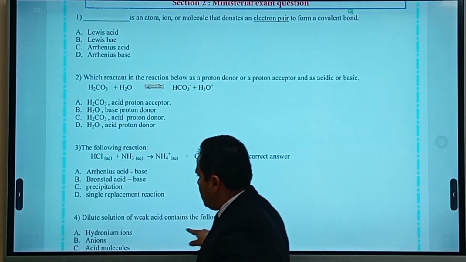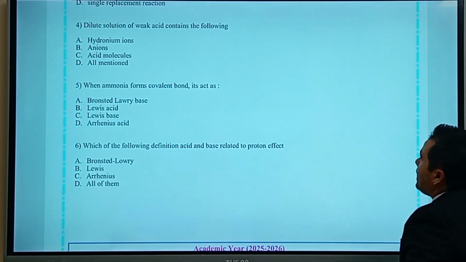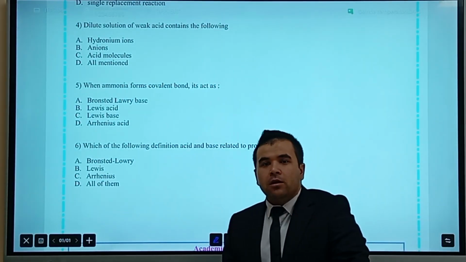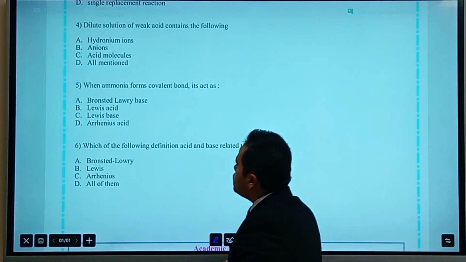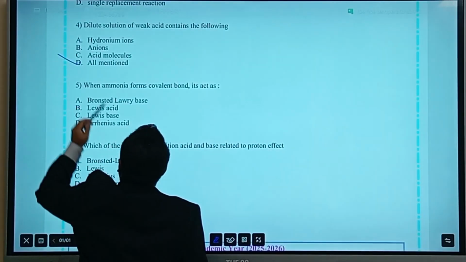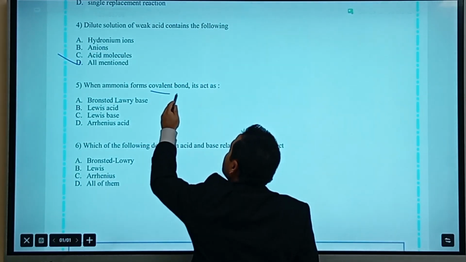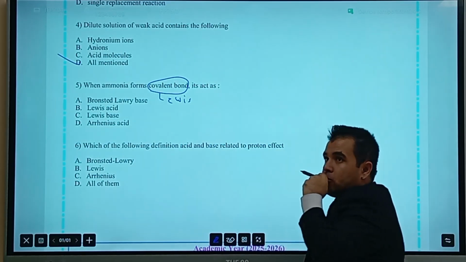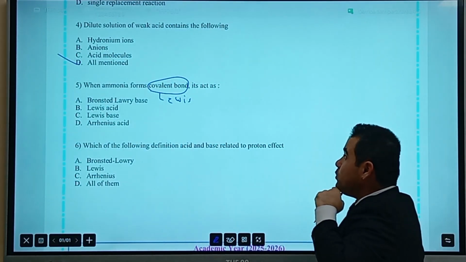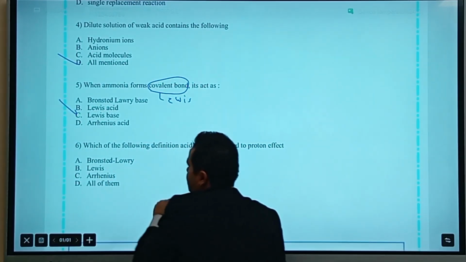Let us solve many more questions, guys. Question 4 says a dilute aqueous solution of a weak acid, of course, contains hydronium, the anion, and the weak acid as well. So all mentioned is the correct answer. When ammonia forms a covalent bond, the covalent bond refers to the Lewis definition, guys. So when it refers to the Lewis definition, ammonia becomes a Lewis base.